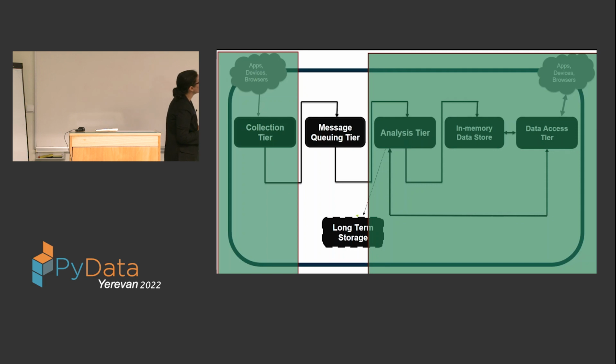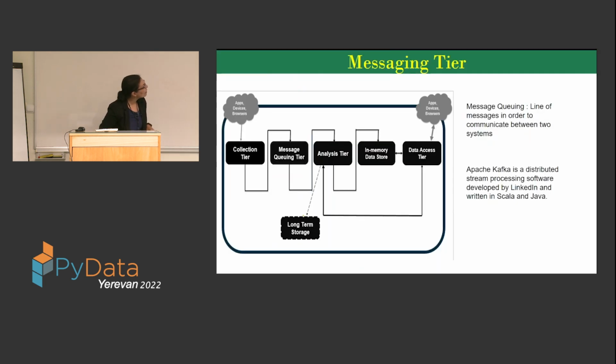The message queuing tier is the second tier. A message queue is a line of messages in order to communicate between two systems. So your data comes, your data is ready. You don't go to the analysis tier. You put it in a queue, then analyze it or do some processing on it. Why do we do this? Why do we put the data in a queue and let's say one by one we do the analysis?